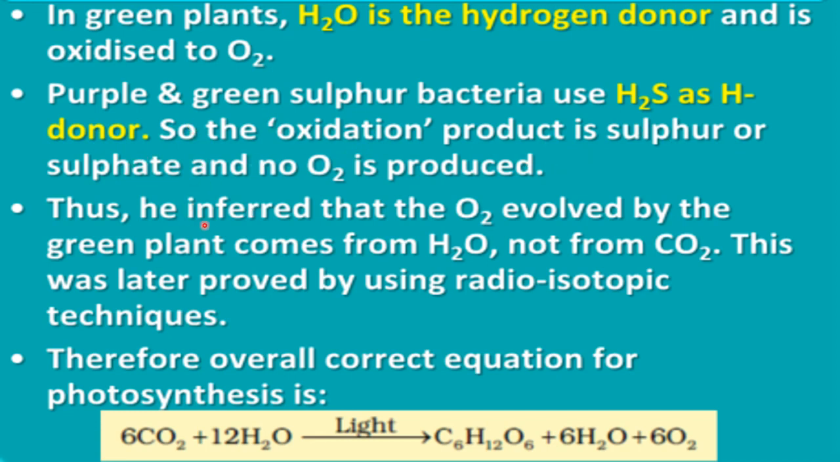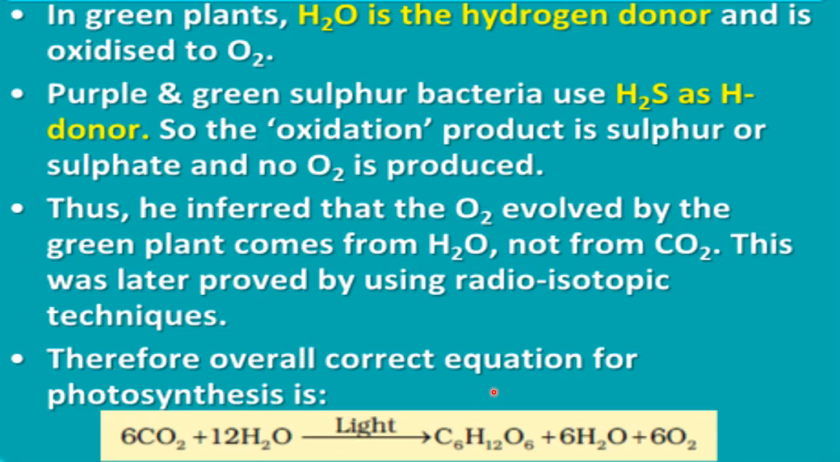Thus he inferred that oxygen evolved by the green plant comes from water, not from carbon dioxide. So it was proved that the oxygen that is released is coming from water. It is not coming from carbon dioxide. What is happening with carbon dioxide? It converts into carbohydrate and water is releasing oxygen. And this later was proved by using radioisotopic technique also.